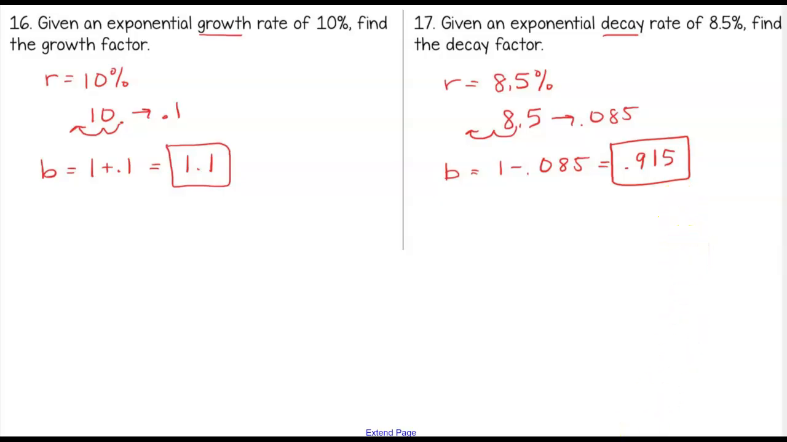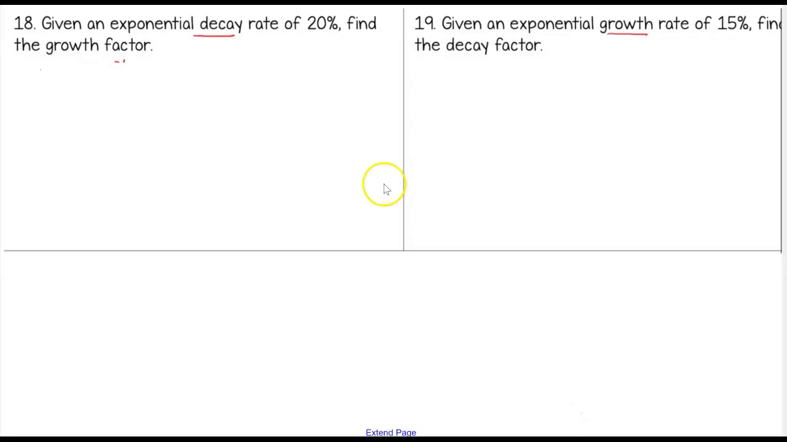Let's look at a few more. Alright, here we got an exponential decay rate of 20%. Find the growth factor. So I noticed on this worksheet here, it's got decay rate, but then growth factor. And on 19, it's got growth rate, but decay factor. But go off of this word right here. This one's decay, and this one over here is growth. Okay? So we're going to find the decay. What is the decay factor?